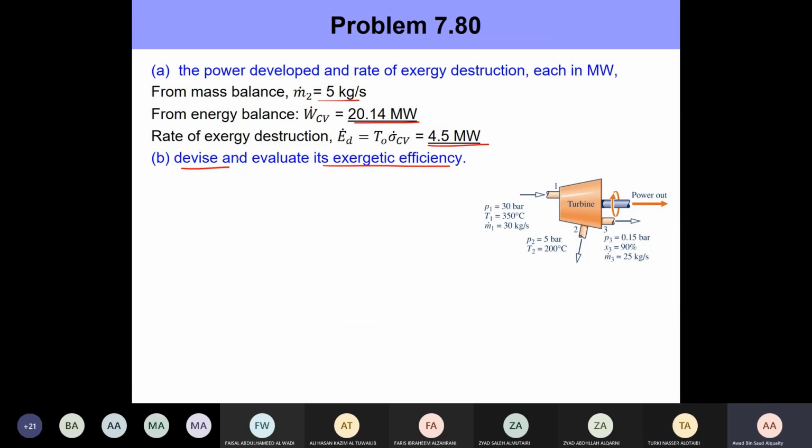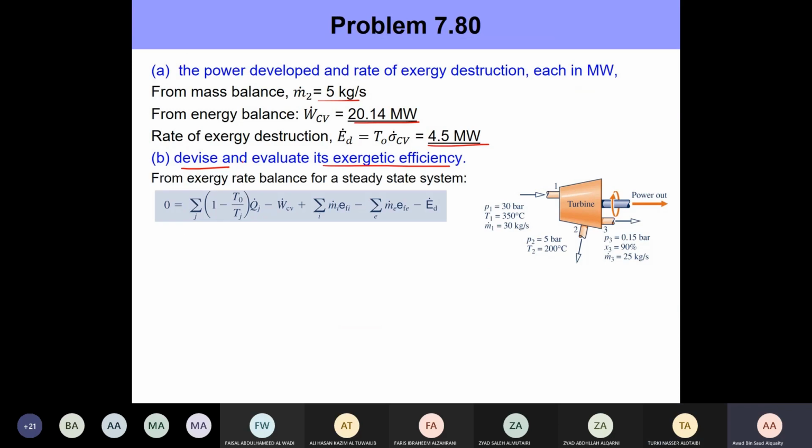Now, when we say devise and evaluate exergetic efficiency, what we are saying is that you need to start from the exergy balance equation, which is this for a steady state system, and you need to then calculate the value of exergetic efficiency, which basically is written in the form of the desired output by required input. Okay, but here the input and the outputs are based on the terms you get from the exergy balance equation. So these are in terms of the exergy changes.